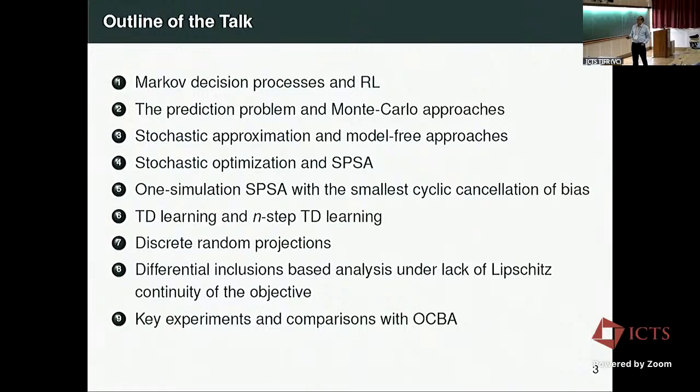Then I'll talk about TD learning and n-step TD, and then we need these discrete random projections because SPSA by itself is a continuous optimization scheme. But here we are optimizing n, so n is discrete, right? n is 1, 2, 3, and so on. So we need some sort of a projection to that discrete space, based on whatever continuous values the algorithm is sending us. And then I'll talk a little bit about how we analyze these schemes, and then some experiments.